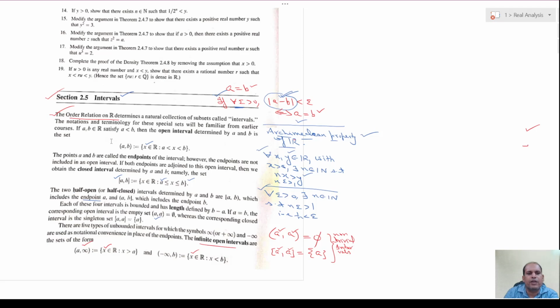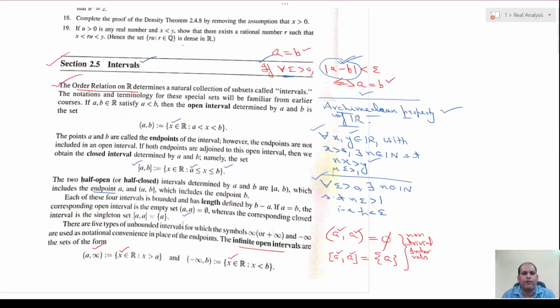Now since we have an order relation on the set of real numbers, we can talk of intervals. The order relation on R determines a natural collection of subsets called intervals. This is the definition of an open interval. An open interval is the collection of all those x such that a is less than x less than b, that is, all points in between a and b. A closed interval is one in which, apart from the points in between a and b, the boundary points a and b are also included. Similarly, this is the notation for the empty set.